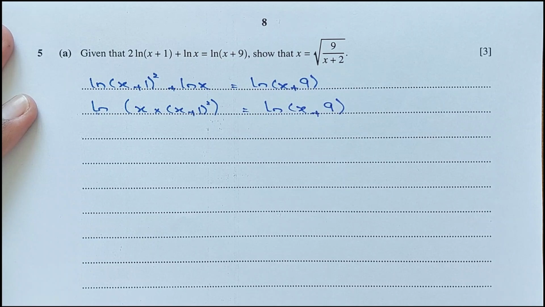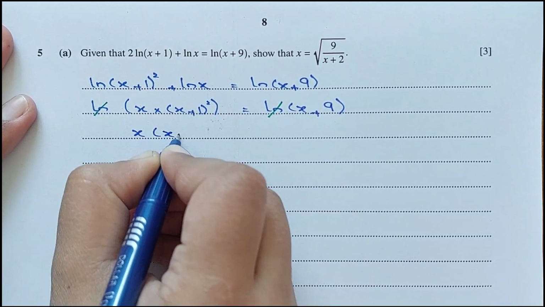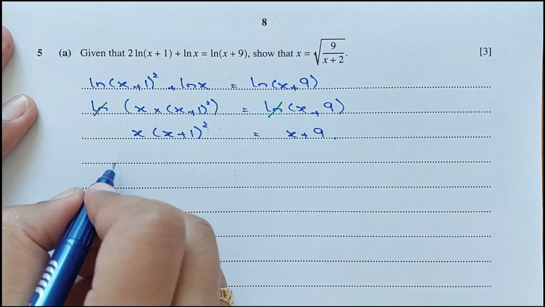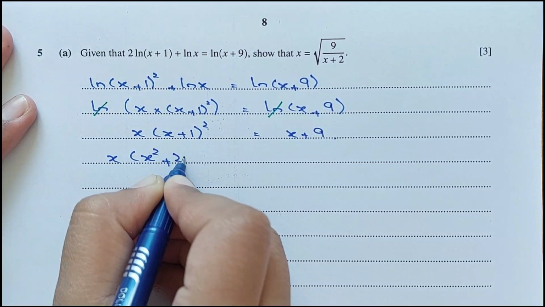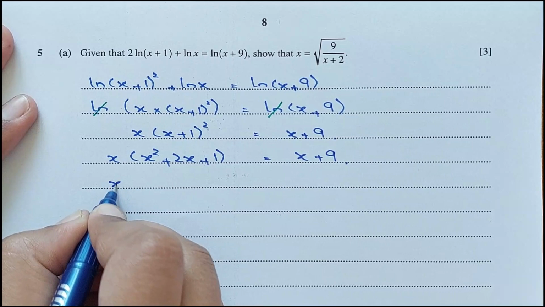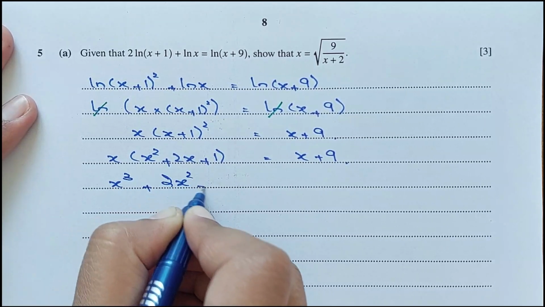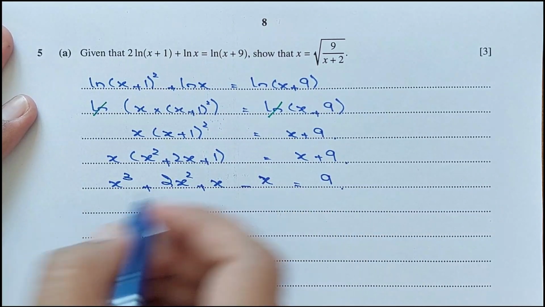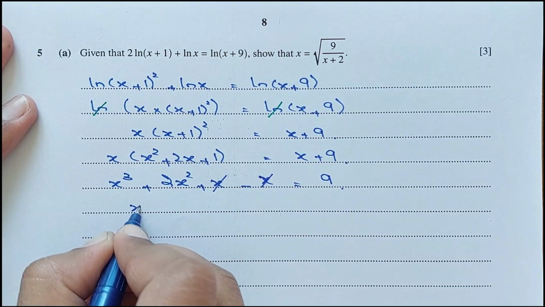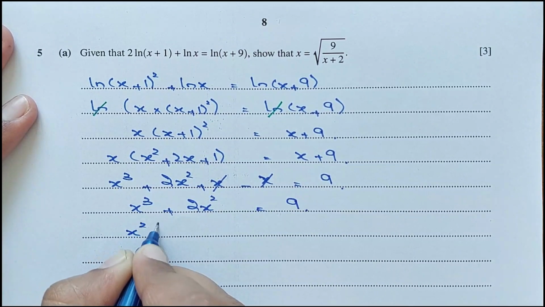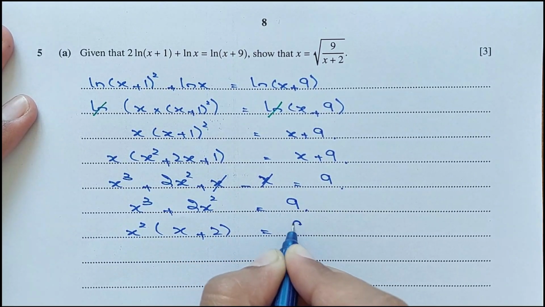Right, now let me cancel ln on both sides by taking exponential on both sides. So x into (x plus 1) whole square, this would be equals to x plus 9. Right, now x into (x square plus 2x plus 1) equals to x plus 9. Right, now x cube plus 2x square plus x minus x equals to 9. So plus x and minus x is cancelled. So x cube plus 2x square, this would be equals to 9, taking x square common, we are left with x plus 2. This would be equals to 9.